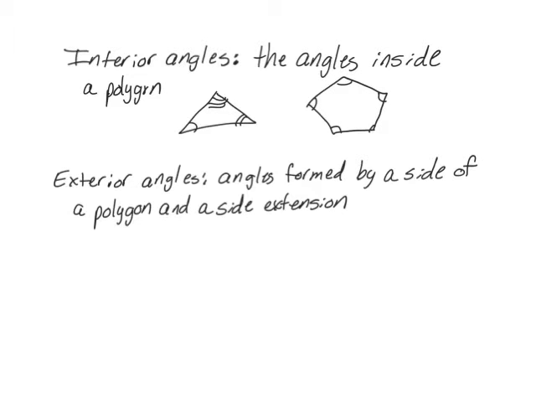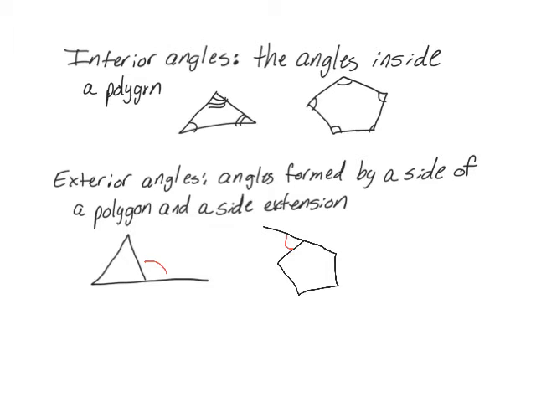Exterior angles are angles formed by a side of a polygon and a side extension. So you take one side and you extend it. Let me show you what that looks like. If I draw a triangle and I extend that last side, this is the exterior angle. Okay, so I can mark that off. That's the exterior angle, and that's true for any polygon. If I draw my pentagon here and I extend a side, then this is an exterior angle.